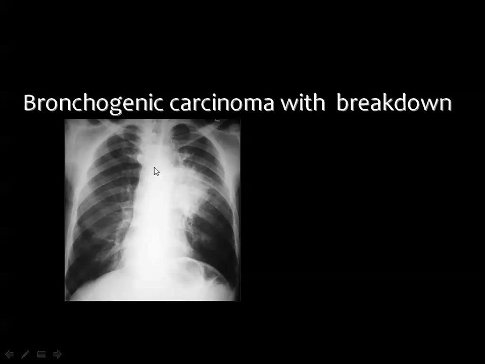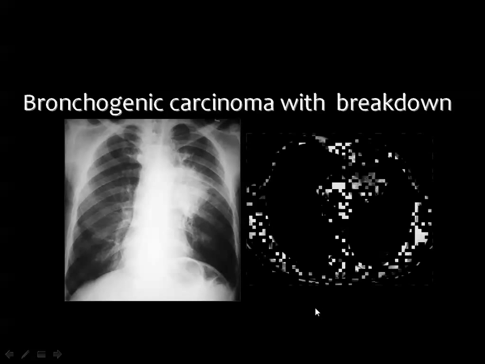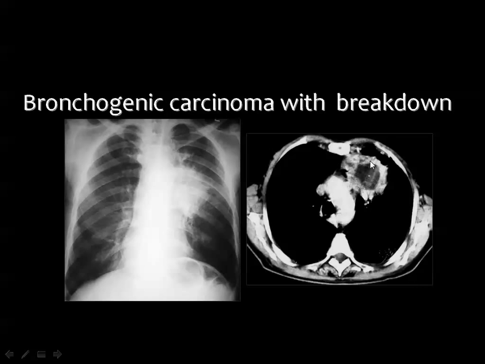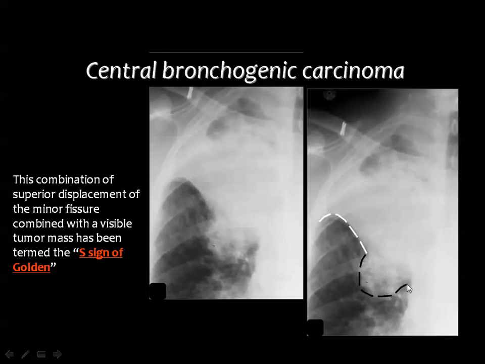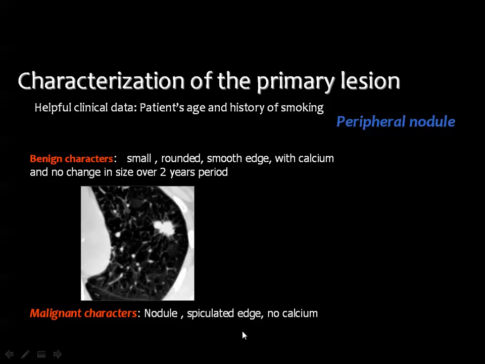And this is an X-ray of an enlarged dense hilar shadow with ipsilateral elevation of the diaphragm, and the CT showed a cavitating tumor with a thick margin and irregular inner wall. Then we have the S sign of Golden, which indicates the presence of a central bronchogenic carcinoma with secondary collapse of the related lobe. And this is the appearance of the S sign as quoted from the literature.